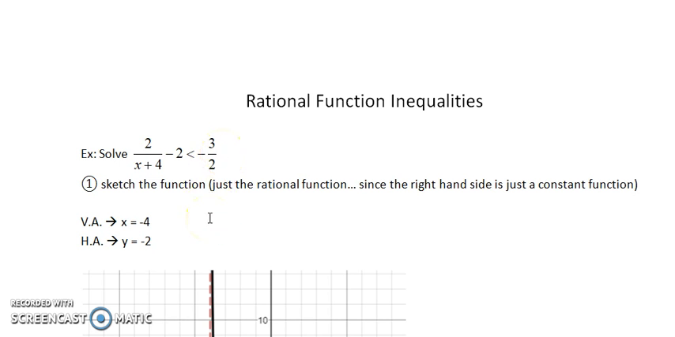Step one is to sketch the function. It's always a good idea to do that, just to get an idea of what's happening. And when I say sketch the function, I just mean this, just the rational function part, because this part here is just a constant function. It's just the line y equals negative 3 over 2.